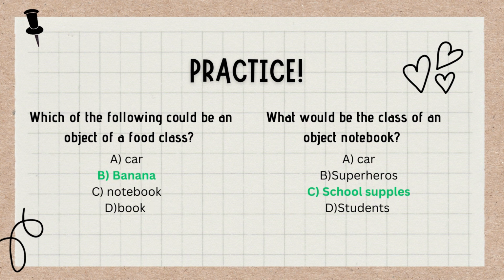Okay, so these are the correct answers. For the first question, it's asking which could be an object of a food class, which just means what could be an example of a food class. So a banana could be an object of food class because a banana is a food. And then for the second question, what would be the class of an object notebook? Basically, it's asking if there was an object notebook, what class did it come from? So it can't be a car or superheroes or students. So the only one that makes sense is school supplies.